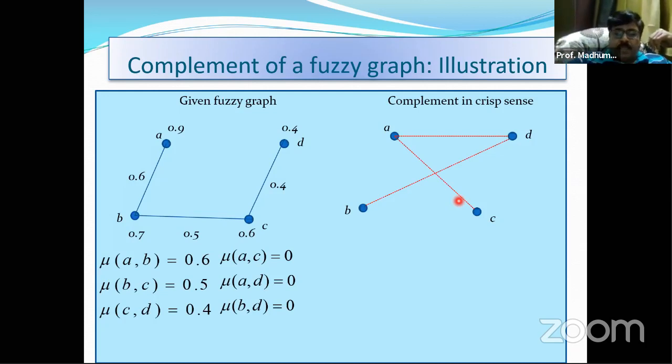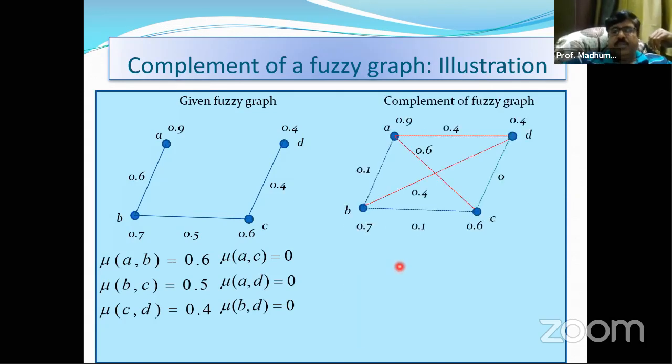Okay. Now, in the fuzzy sense, the concept is different. In the fuzzy sense, the complement graph is this one. Okay, all the edges are there. Red edge, blue edge are the original edges.